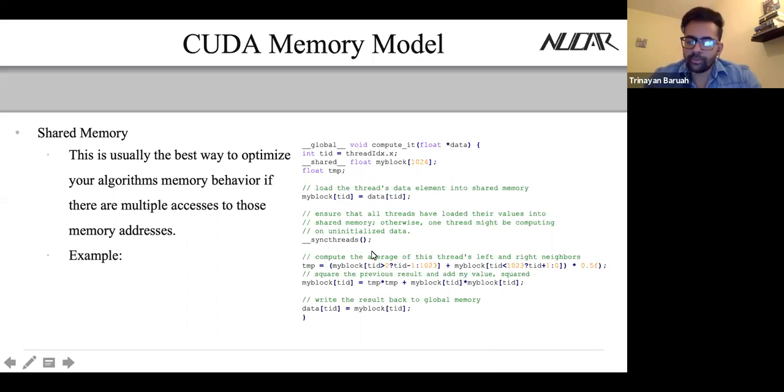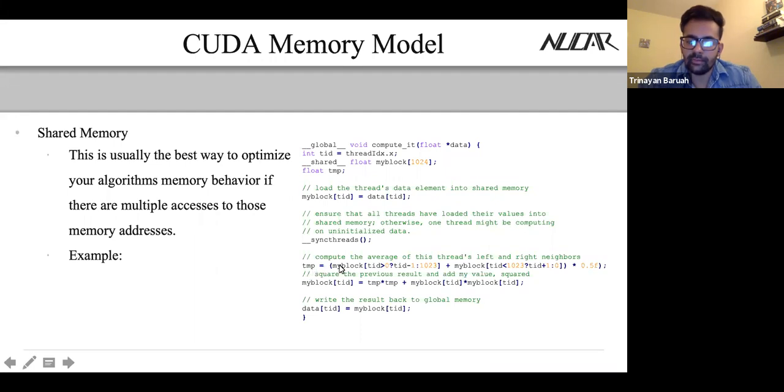So the one thing to note is that the scope of the shared memory is all threads within the same thread block, right? So we should ensure that all the threads have loaded their values into shared memory. So for example, if I want to read something from my block, I need to ensure that all the threads have finished writing to it first, because that's what this part is doing, right? So that's why it's important to synchronize between the threads using sync threads.